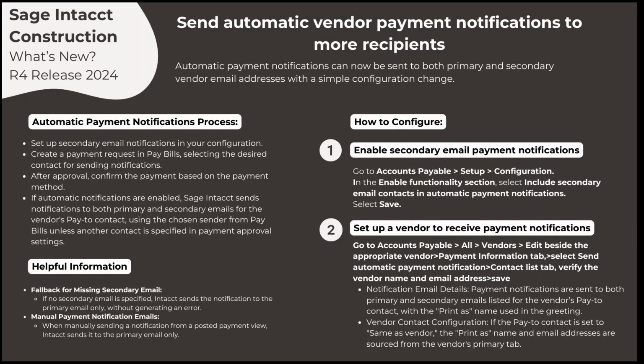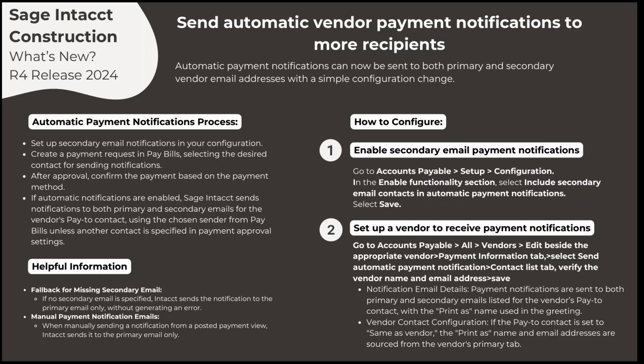I will be showing you what's new in Sage Intacct Construction as of the R4 release in 2024. And we're going to be focusing on the automatic vendor payment notifications to more recipients. So now automatic payment notifications can be sent to both primary and secondary vendor email addresses with a simple configuration change. So if you read directions better, then you can pause the video here and take a screenshot or use this as your directions. If you want me to show you how to do it, then please stay.